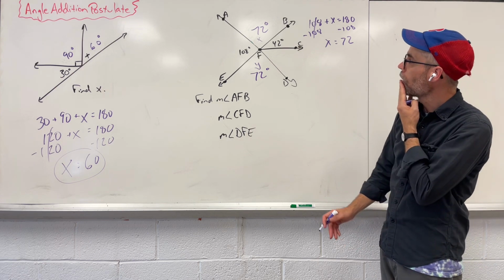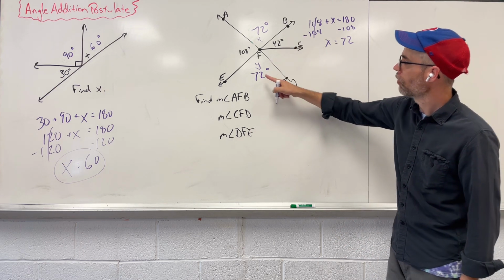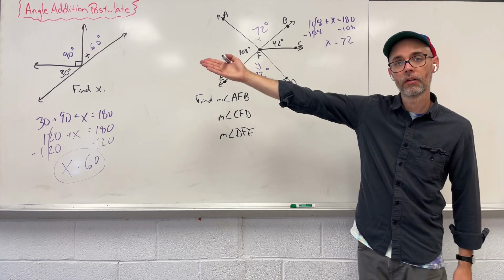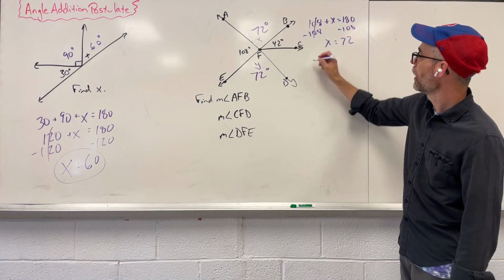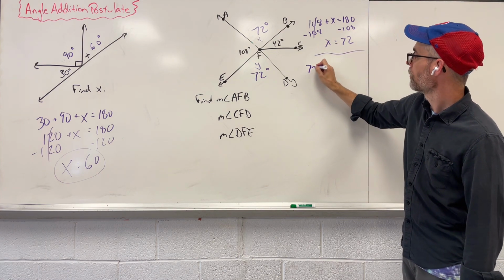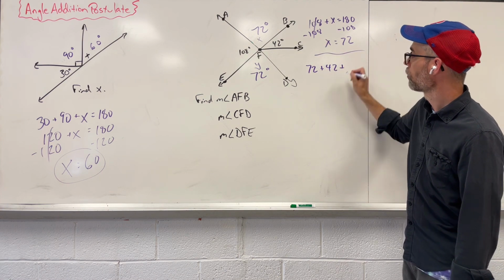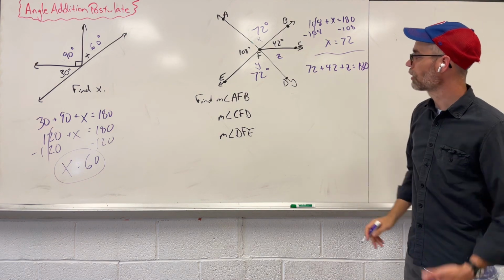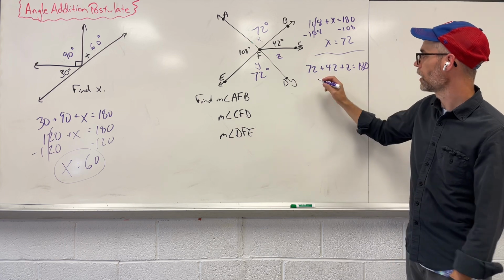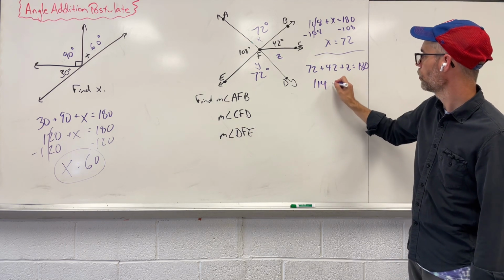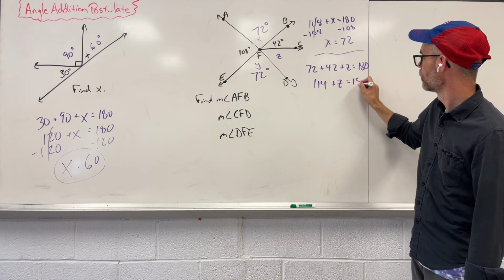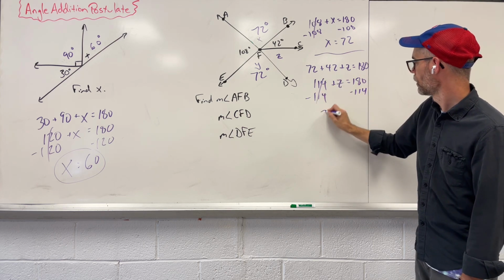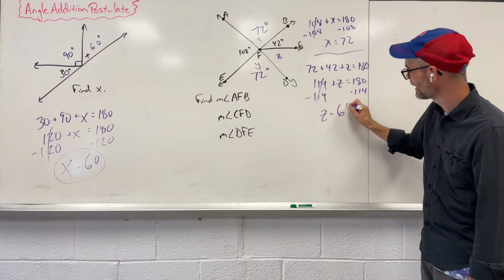Now, our last one, we have angle, angle, angle. They all form a straight line, kind of like what we did in the first image. So I can now say 72 plus 42 plus, let's call that z, equals 180. Let's put things together. We get 114, minus 114. Z equals 66.